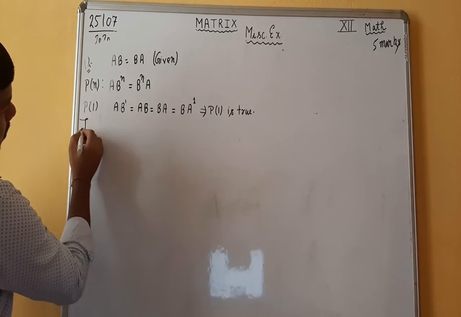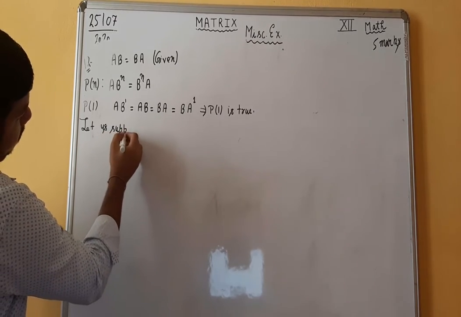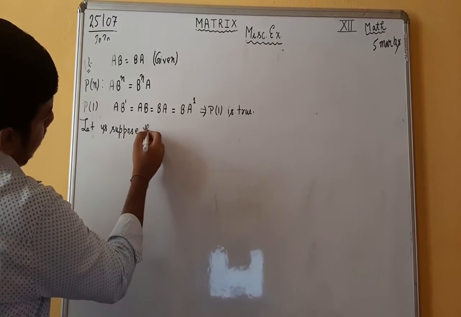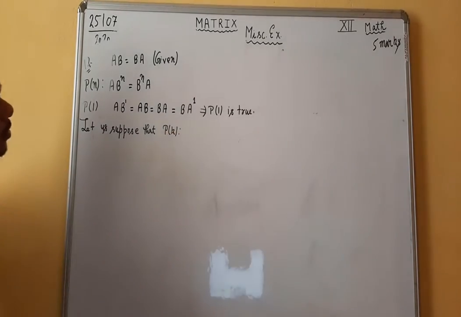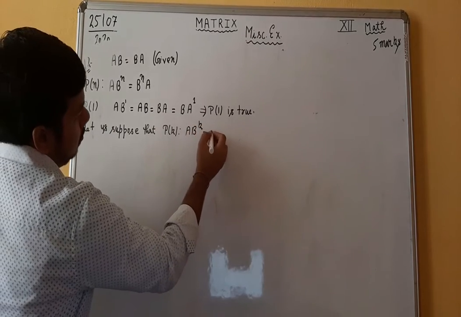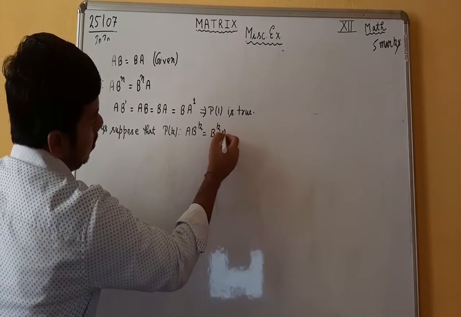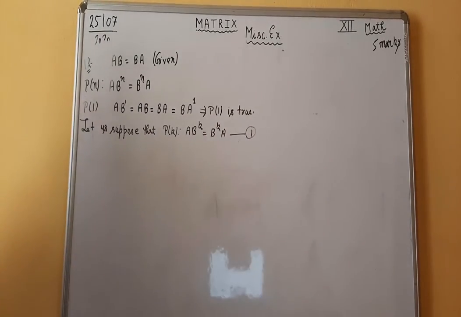Now let us suppose that Pk will be true. We have assumed that this statement is true for n is equal to k. (AB) raised to the power k is equal to B raised to the power k into A. Equation number 1 is true.